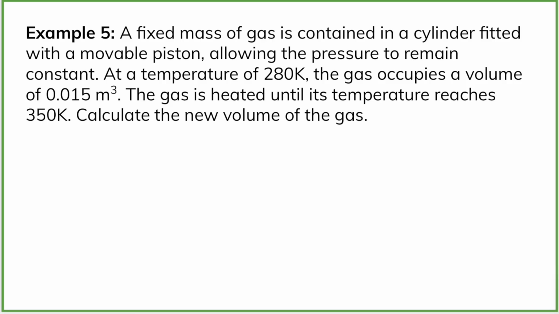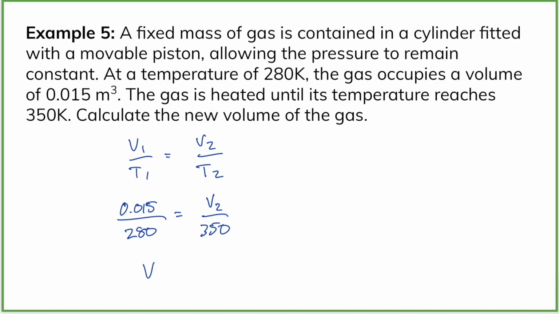So this is where we want to use V1 over T1 equals V2 over T2, and we can plug in our values here. So we got 0.015 over 280 Kelvin is equal to the new volume over 350 Kelvin, and that gives us a value of 0.019 meters cubed.